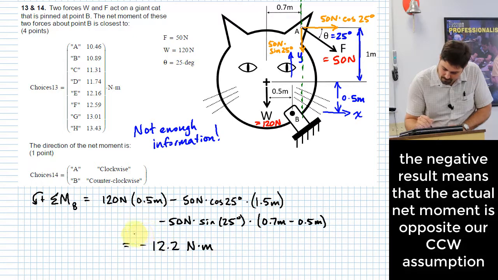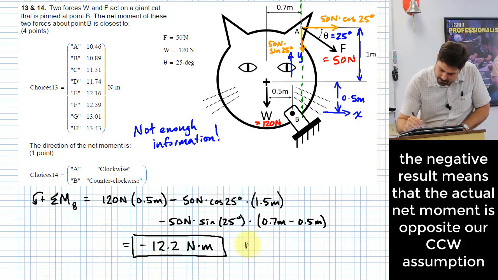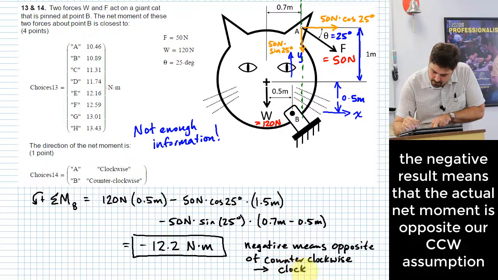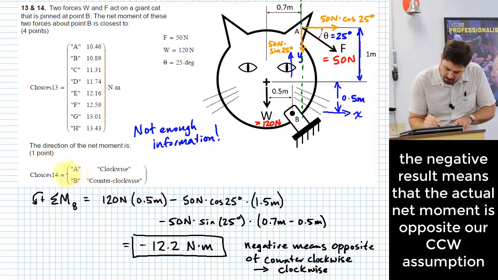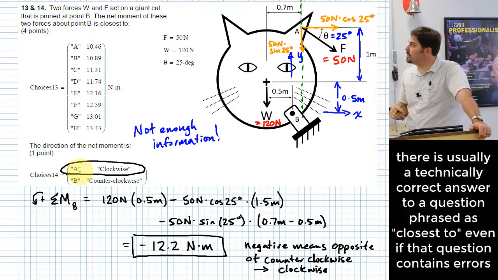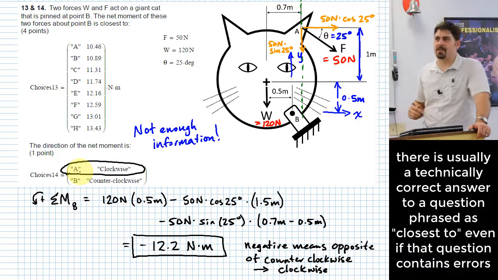What direction? Okay, I'll say over here the negative means opposite of counterclockwise, which is clockwise. Okay, so we would answer here, we've got clockwise, and given the fact that the question actually asks the net moment is closest to, there's technically a right answer. Do you agree with that? What is technically the right answer?